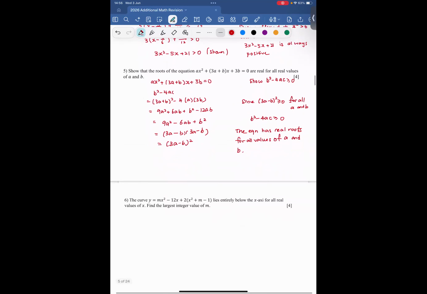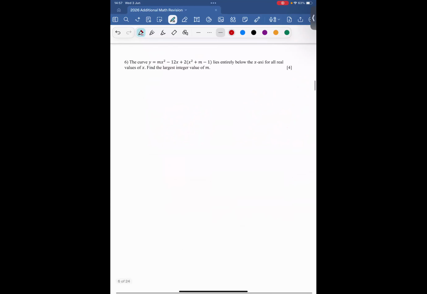Okay, question 6. The curve lies entirely below the x-axis for all real values of x. Find the largest integer value of m. So when they say that the curve lies entirely below the x-axis, this is how it looks. It must be a sad face graph that does not cut the x-axis. So if it does not cut the x-axis, what does that mean? The discriminant is negative.